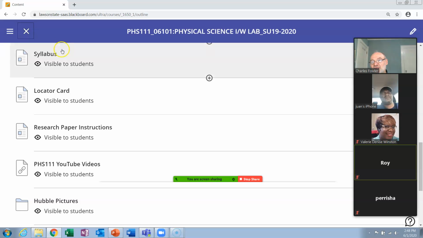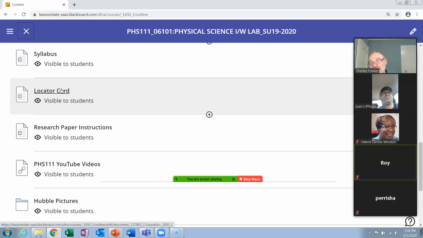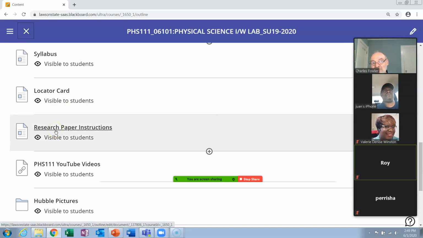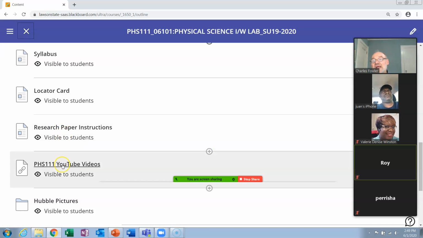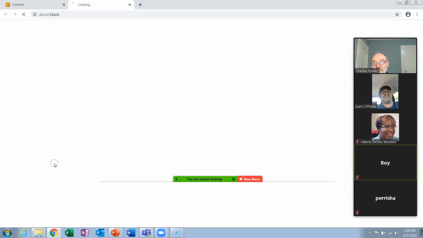So there's the syllabus. You know how to get to it. There's the locator card that shows when I'm in class, not in class, in the office, not at the office. It also shows when I'm advising and not advising, though most of the time, even when it says advising, I won't be, because there's not that many anymore. Here's your research paper instructions. That's something that's coming up. Don't forget this. Here is a YouTube video. This is the one I wanted to do. This is a link. All you have to do here is click on the link, and it opens.